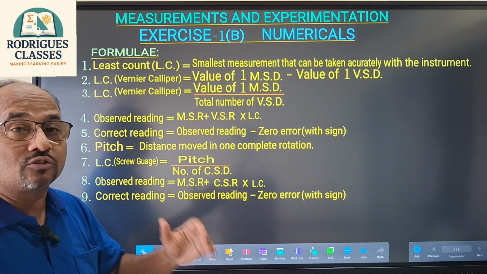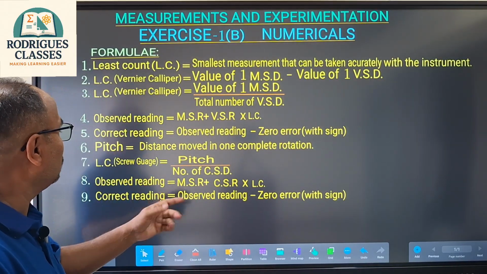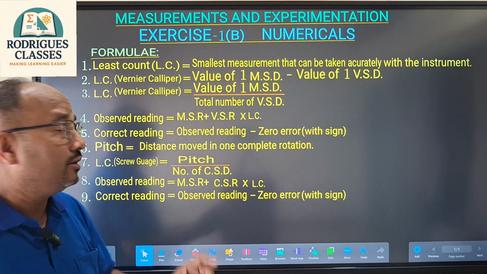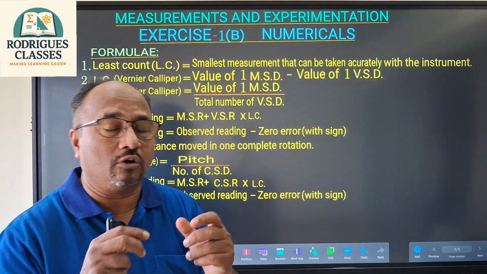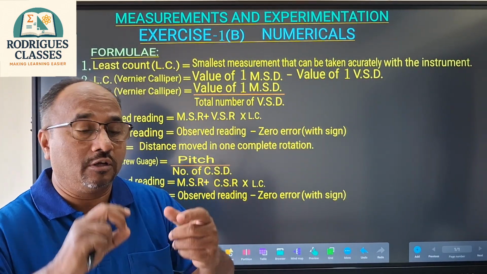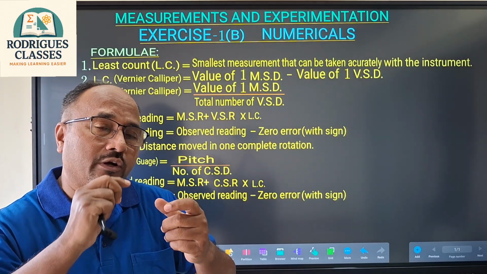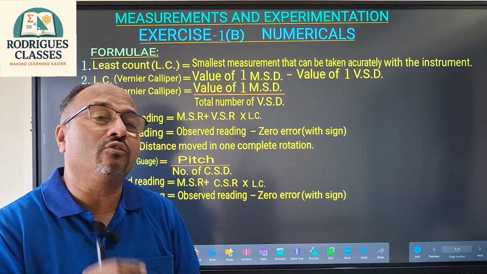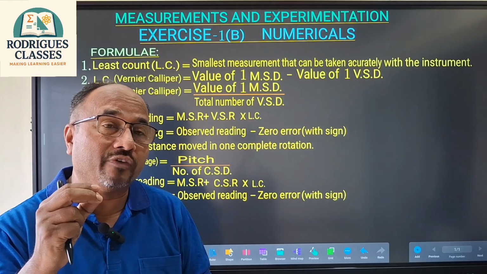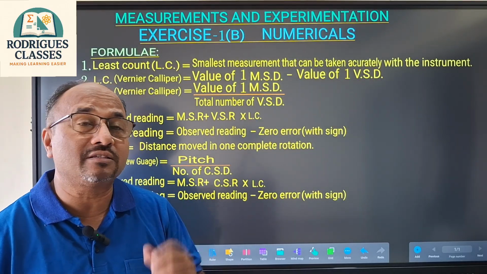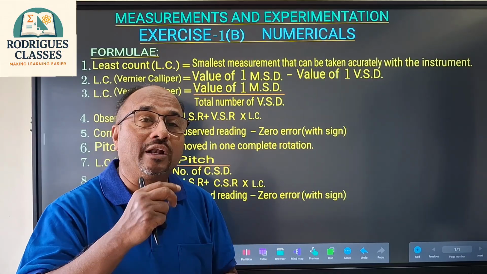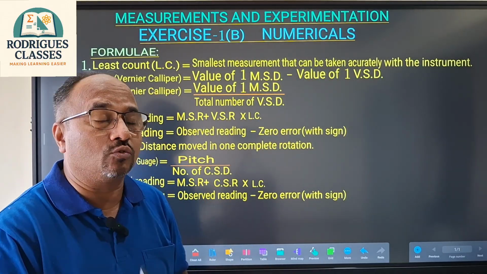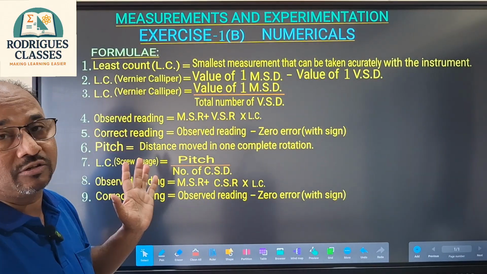Now we come to a screw gauge. When we have a screw gauge, the pitch is the important thing. It is the distance moved in one complete rotation. If you are making use of a screw gauge, you will have to rotate the screw one complete round. When you rotate it, it moves a particular distance on the main scale. That distance which it moves on the main scale due to one complete rotation of the screw is called the pitch.